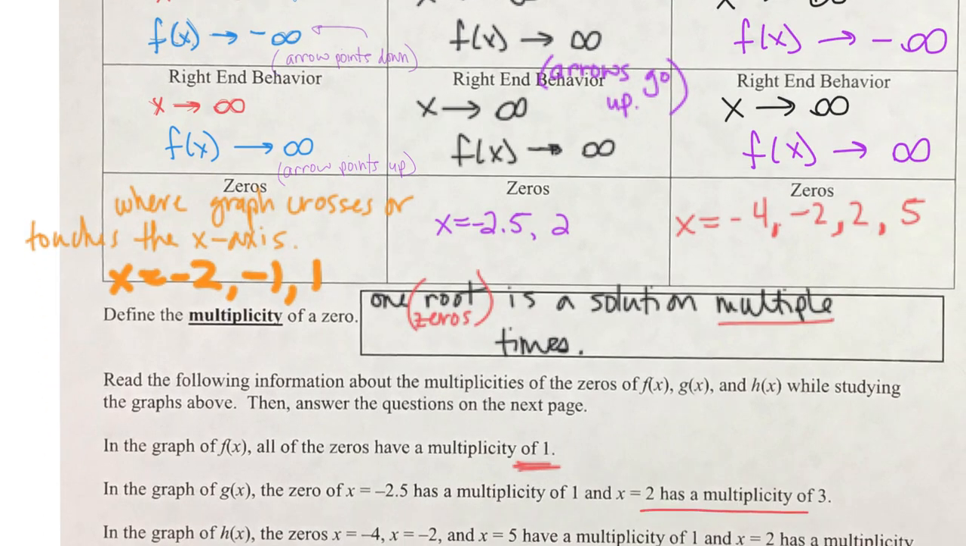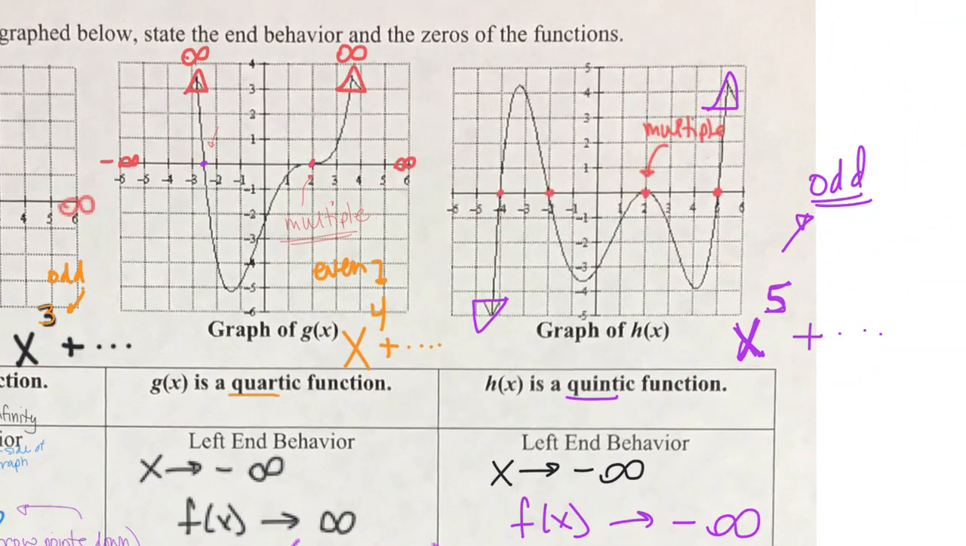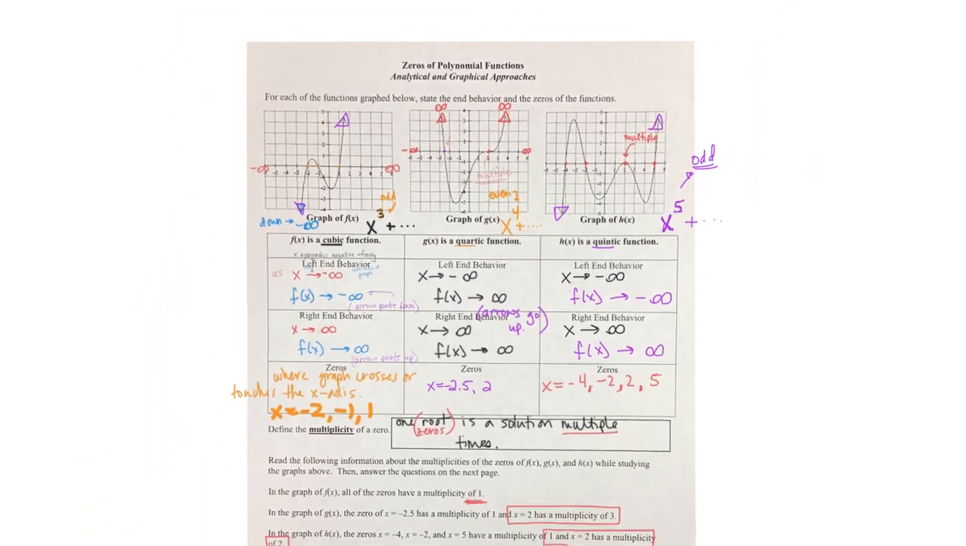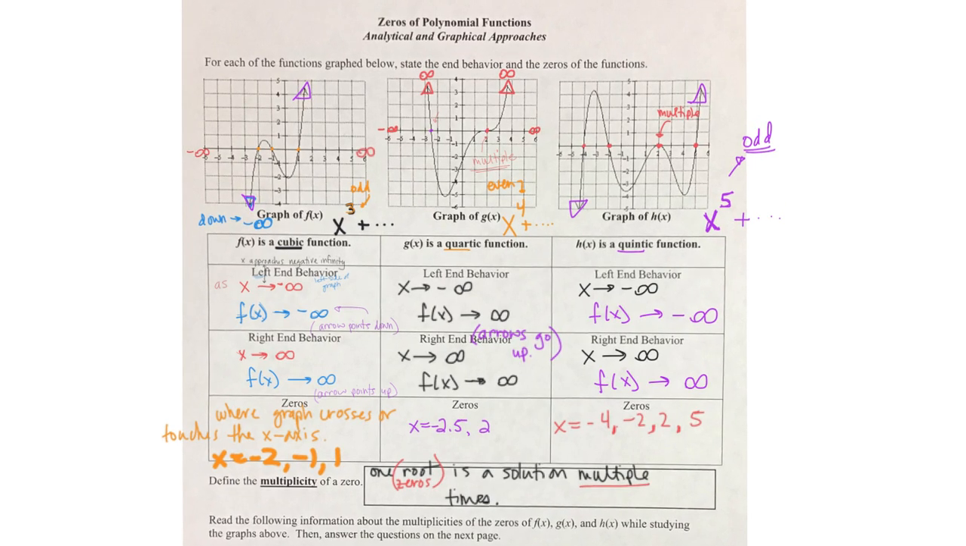This one has a multiplicity of 3, so 2 is a triple root because it is represented there 3 times. And then here it says 1 has a multiplicity of 2. I guess the 2's over here. So they're different graphs. The graph behaves differently depending on the multiplicity. That's what we're going to talk about on the second page of this worksheet. So let's go over to that.